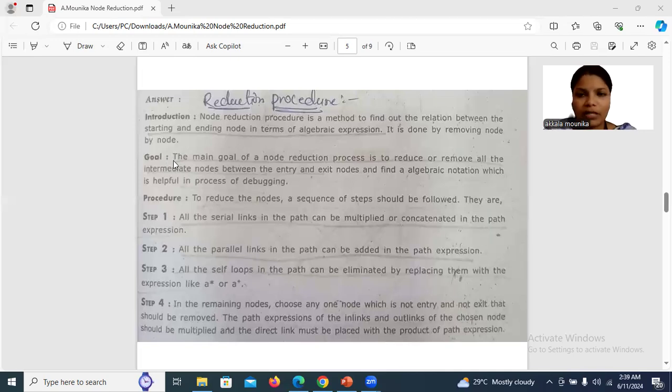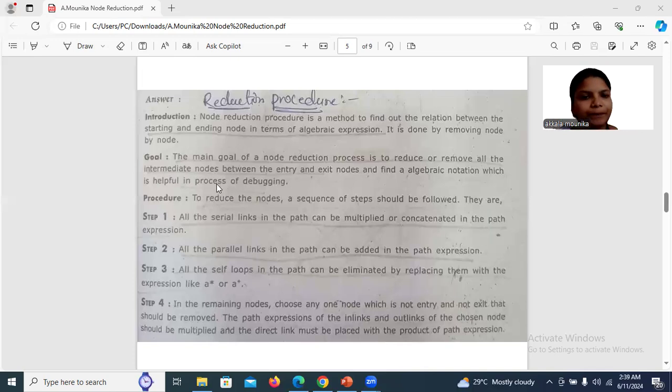What is the goal of this node reduction procedure? The main goal of the node reduction process is to reduce or remove all the intermediate nodes between the entry and exit nodes and find the algebraic notation, which is helpful in the process of debugging. So what is it saying here? Mainly, here we need to reduce the nodes. That means we need to delete the intermediate nodes. Intermediate nodes means from the entry to exit, however many are there, that many we have to reduce. So for that we need to have one procedure.